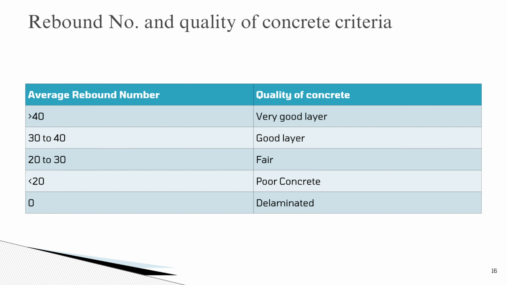If the rebound number, that is rebound indices, is greater than 40, in that case the quality of concrete is very good. It is a good layer of concrete. If it is 30 to 40, it is good layer concrete. If 20 to 30, it is fair. Less than 20, it is poor concrete. And if the rebound number is 0, that is delaminated.